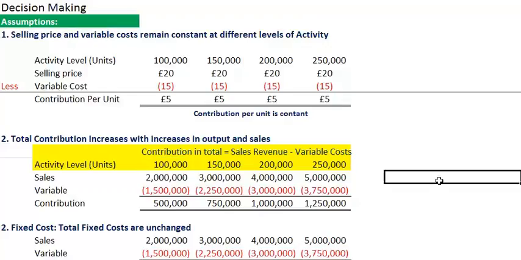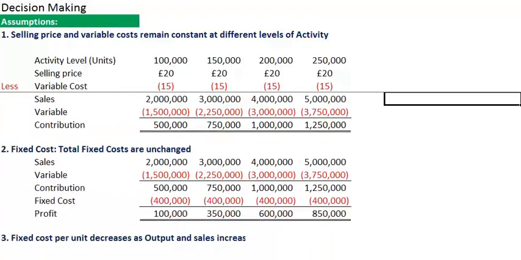Another concept that we need to understand is fixed cost. Total fixed cost remains the same. It does not change with the level of activity. Fixed cost, as the name suggests, is fixed regardless of the level of activity. As you can see, at 100,000 level of activity, at 150,000 level of activity, and all the other levels of activity, fixed cost is the same. It doesn't change with the change in the level of activity.